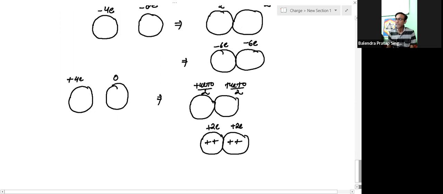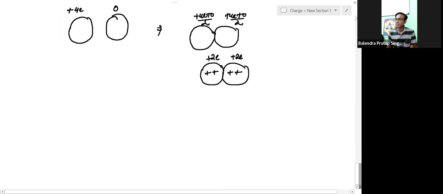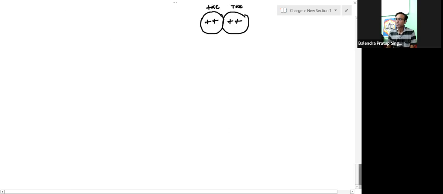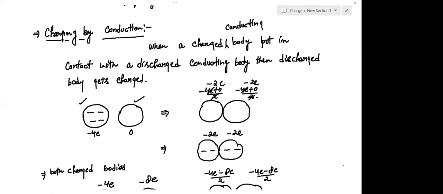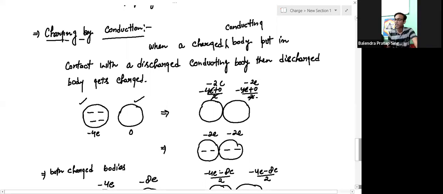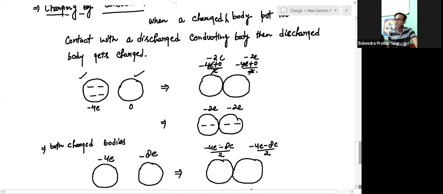Next, charging by induction. Okay, is it clear? Any question related to charging by conduction? Any doubt related to this topic? No, sir. Okay. So now we can go to the next, which is charging by induction.